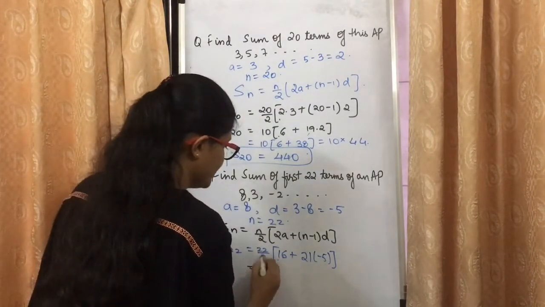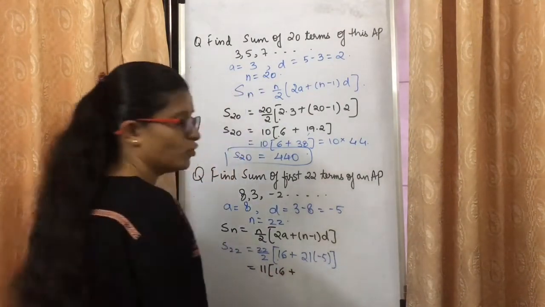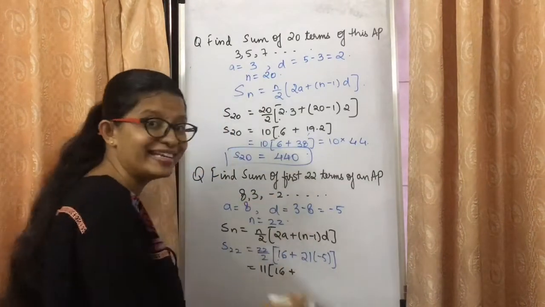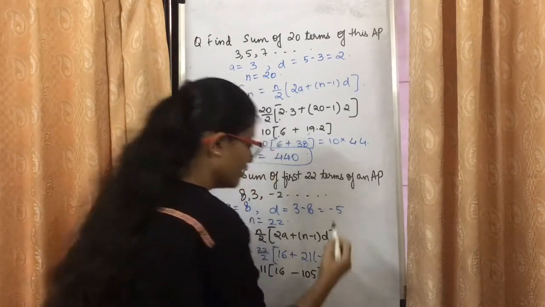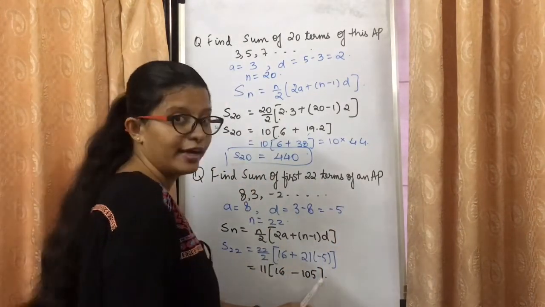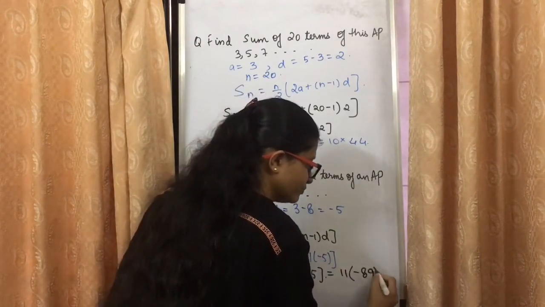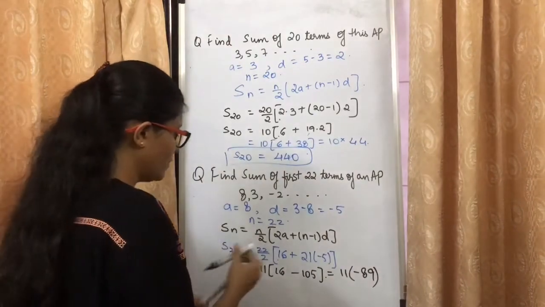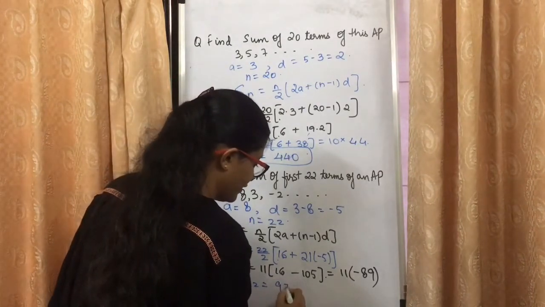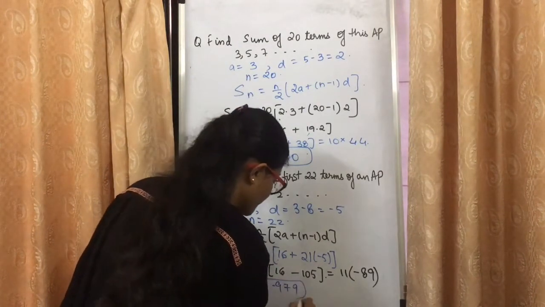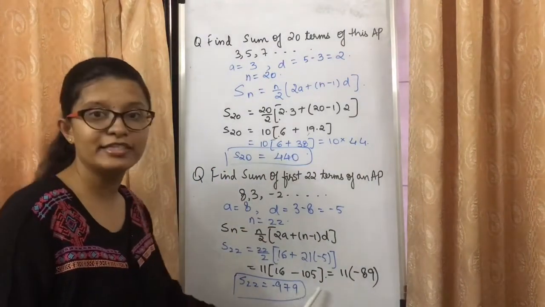Now, what we can do is, this will get cancelled out and we will remain with 11 into 16 plus 21 into 5, which will give you 105. That too minus 105, because 21 into minus 5. So, ये plus का sign minus में बदल जाएगा. So, you will get 16 minus 105, which is nothing but minus 89. And once you multiply 11 into minus 89, you will get 979, that too of minus. So, the sum for first 22 terms for the given series will be minus 979.